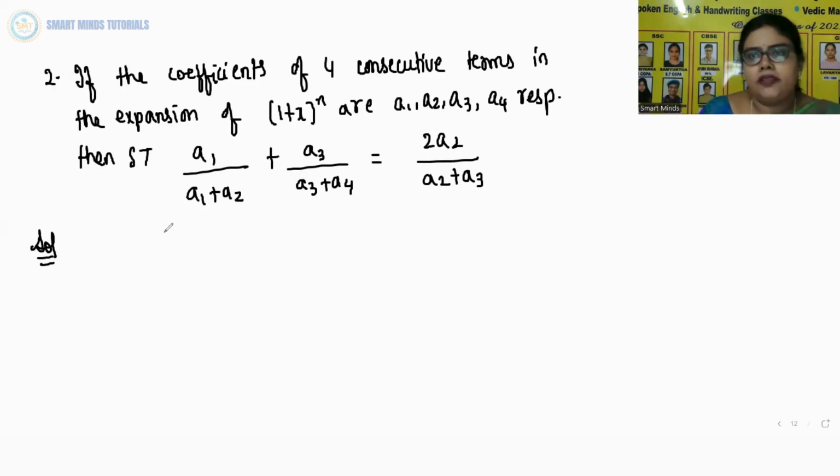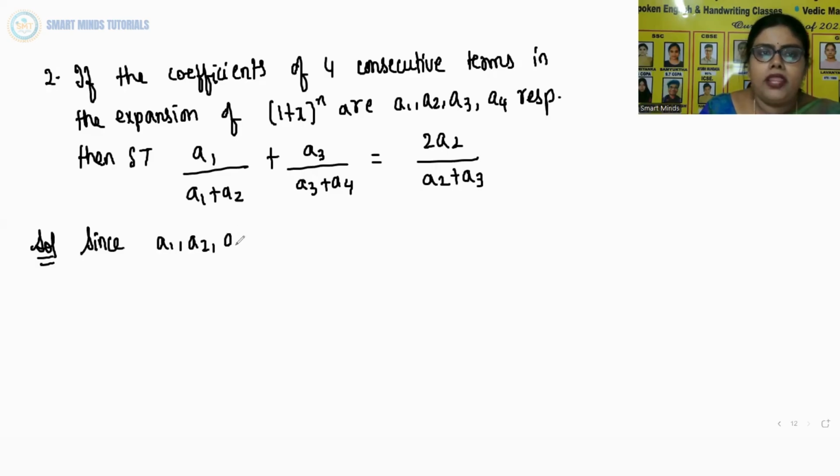Now you can see, take this next question. If the coefficients of 4 consecutive terms in the expansion of (1 + x)^n are a1, a2, a3, a4 respectively, then show that a1/(a1 + a2) + a3/(a3 + a4) = 2a2/(a2 + a3). So now let's see how we proceed.